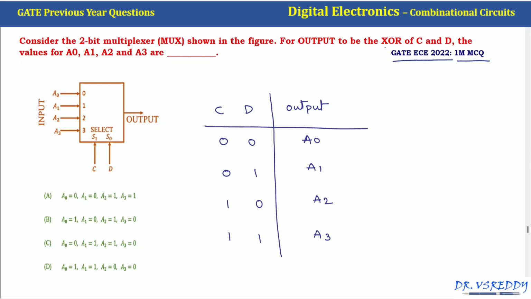But in the question they mentioned that the output is the XOR of C and D. Now we know that in XOR the output is 1 when the inputs are unequal. If both are 0, then the output is 0. So the outputs are 0, 1, 1, 0. Now A0 is equal to 0, A1 is equal to 1, A2 is equal to 1, A3 is equal to 0. So option C is correct.